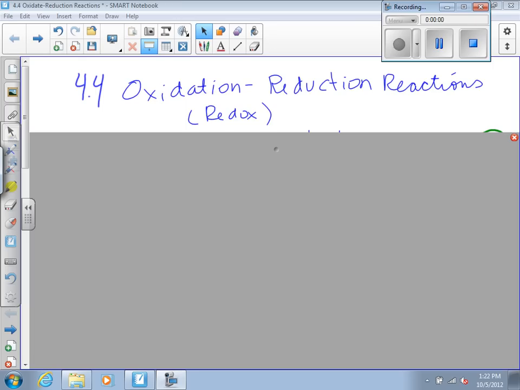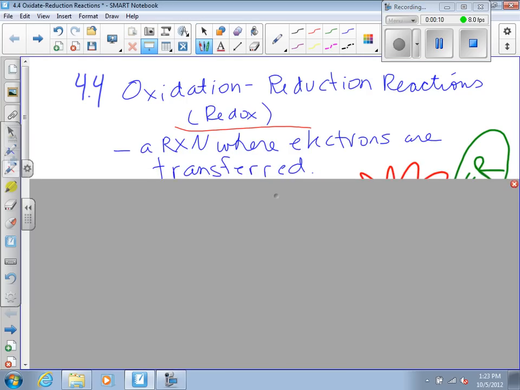We are in section 4.4, and the section is Oxidation Reduction Reactions. These are sometimes called redox reactions. And this is a reaction where electrons are transferred from one substance to another. So any redox reaction occurs when electrons are transferred between two substances.